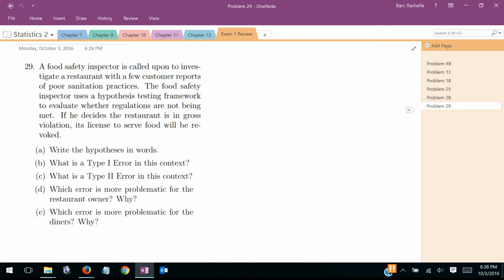So here we go. We're looking at a food safety inspector upon investigating a restaurant with a few customer reports of sanitation practices. The food safety inspector uses a hypothesis testing framework to evaluate whether or not the regulations are being met. If he decides the restaurant is in gross violation, its license to serve food will be revoked. I apologize. That was bad.